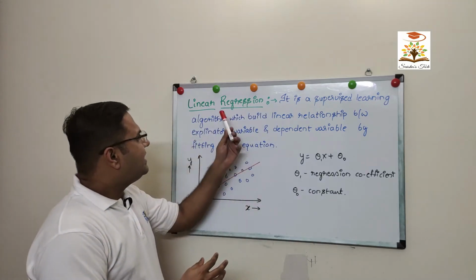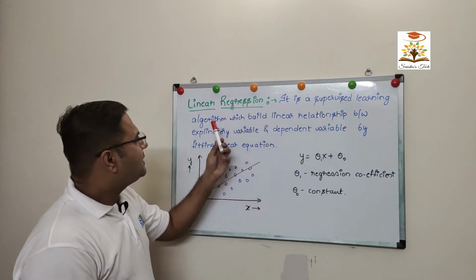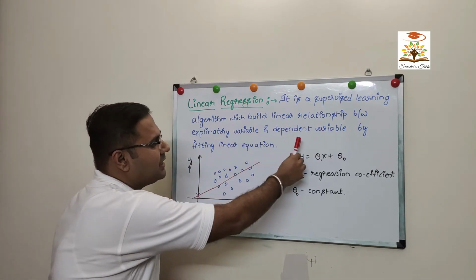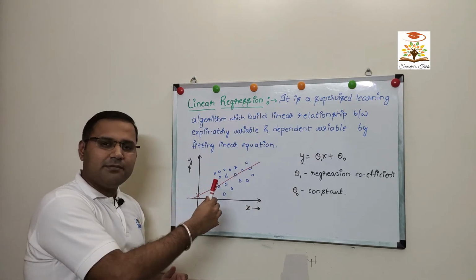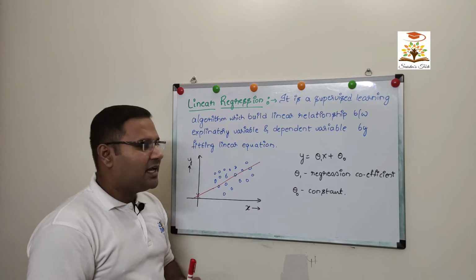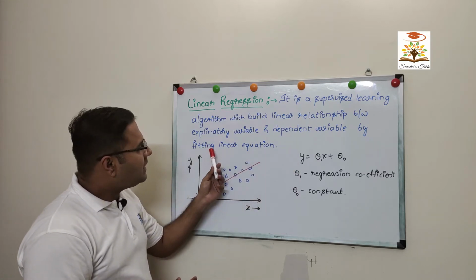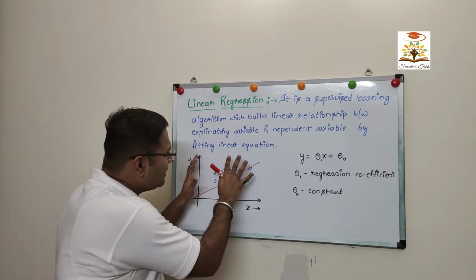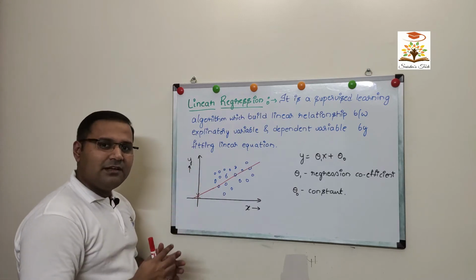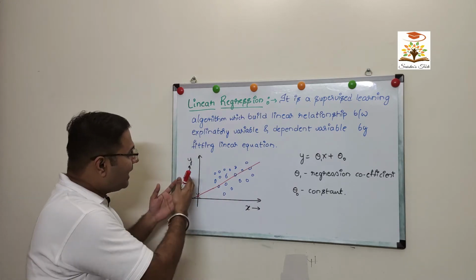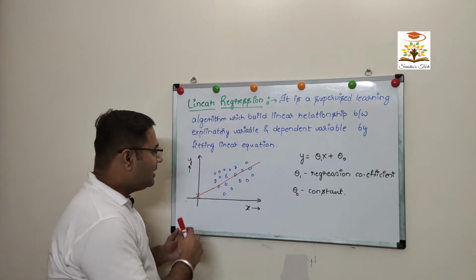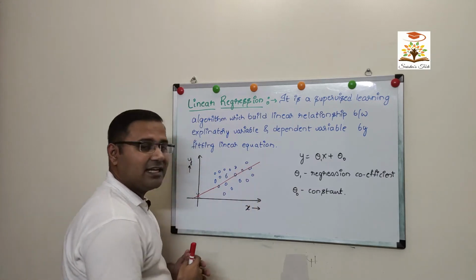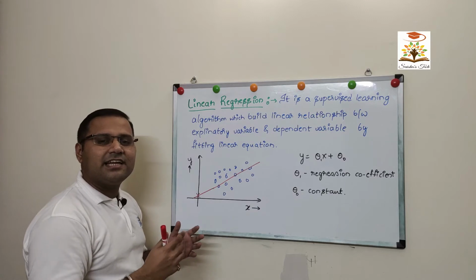So, linear regression is a supervised learning which builds a linear relationship between the explanatory variable and the dependent variable. Explanatory variables are the independent variables, and the relationship is built by fitting a linear equation. For example, if your data is spread in the plane of x and y, we are considering x as the independent variable, y as my dependent variable. Then we build a linear equation. This linear equation can be represented as a linear regression model.